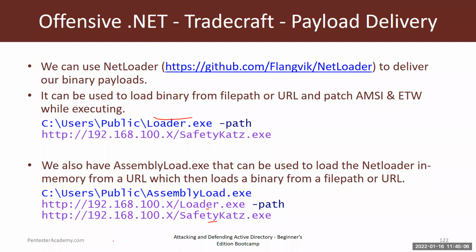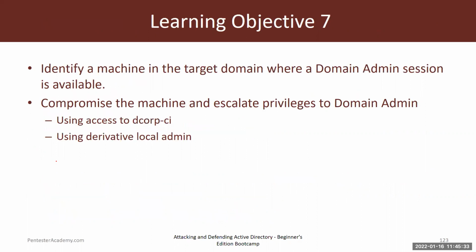However, this also results in a behavior-based detection: an executable downloading stuff from a remote web server. This is something that Windows Defender doesn't like. So we have to make some changes to bypass this detection. That is something that we'll try in learning objective 7.